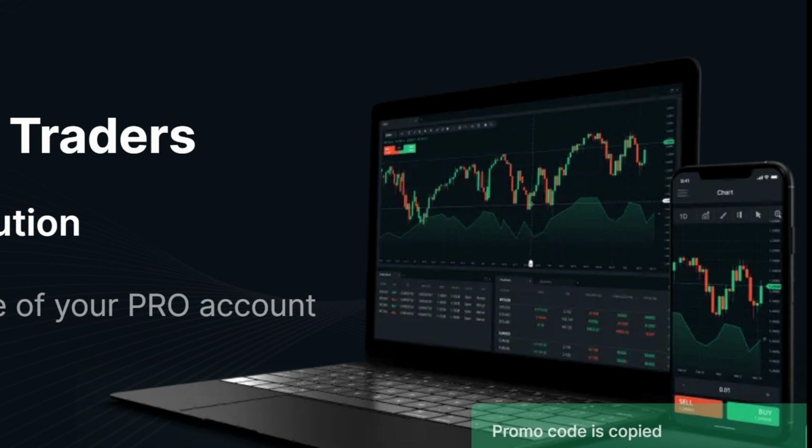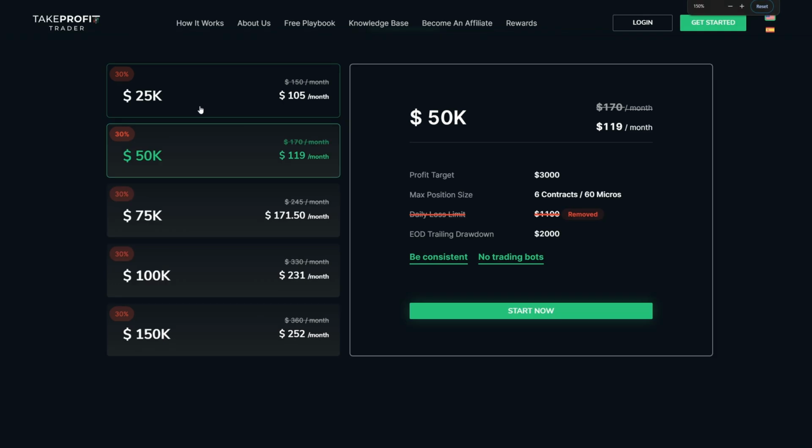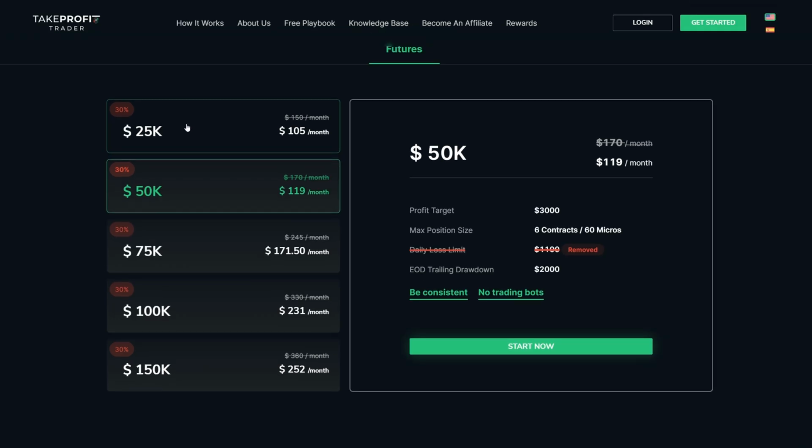So there's a lot of debate about which account size is best. With Take Profit Trader, you can see they offer a 25K account, 50K account, 75K account, 100K account, and 150K account.